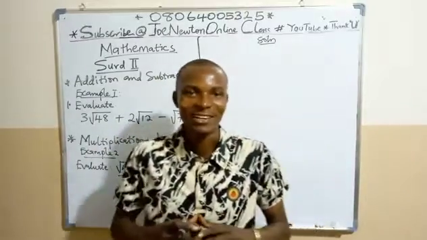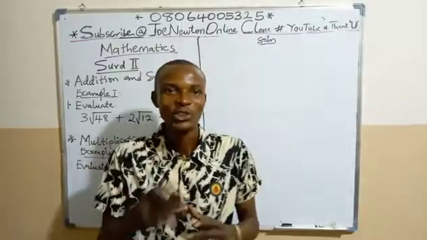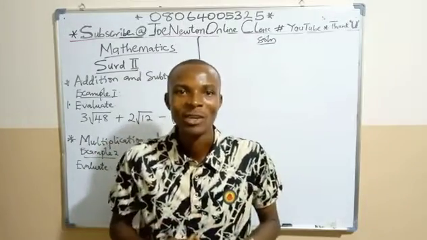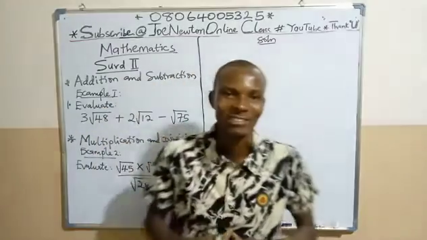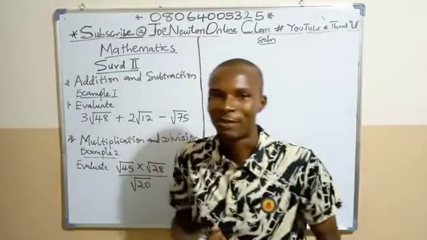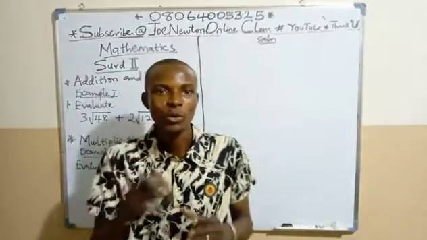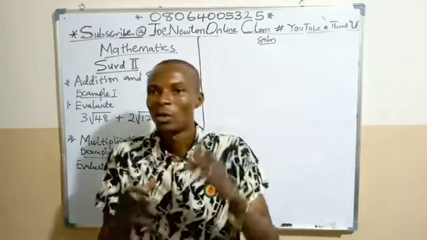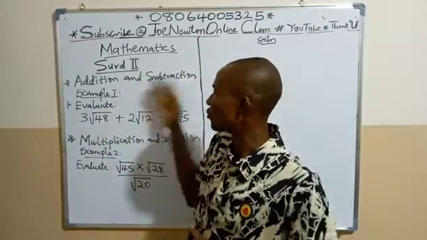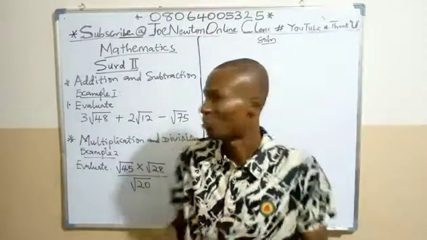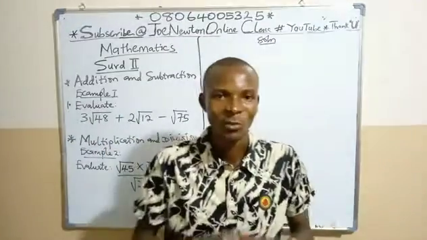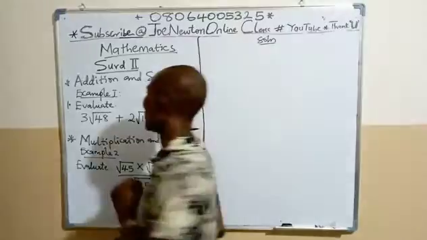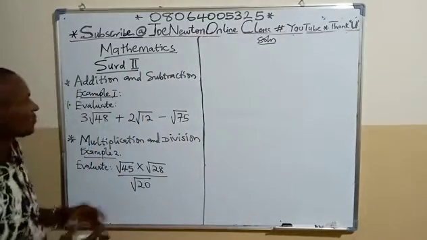Now, in this particular class, I want us to continue a topic we started last time, that is surds in mathematics. We have discussed the rules or principles of surds, the basic rules. Now, let us look at addition and subtraction of surds, as well as multiplication and division of surds, with typical examples. Quickly, we have on the board.